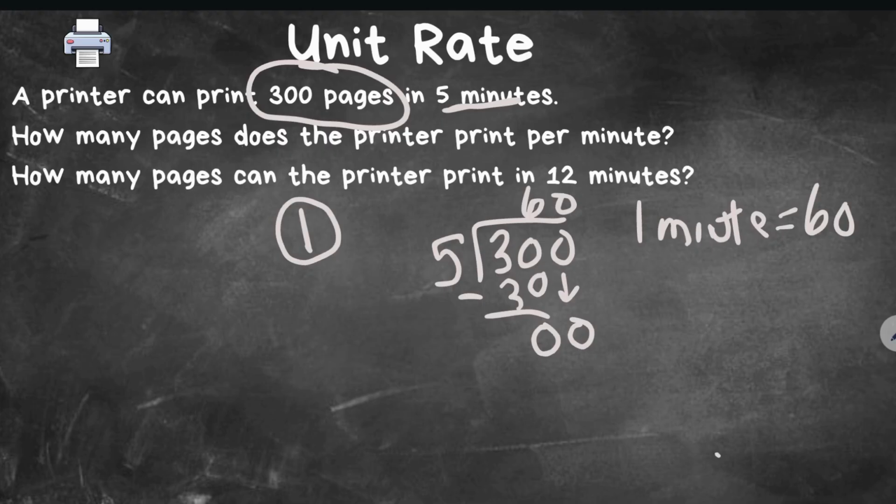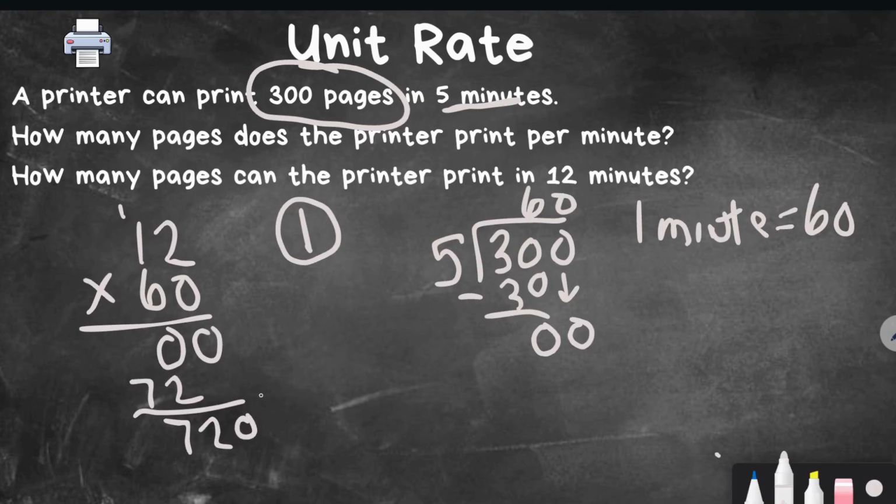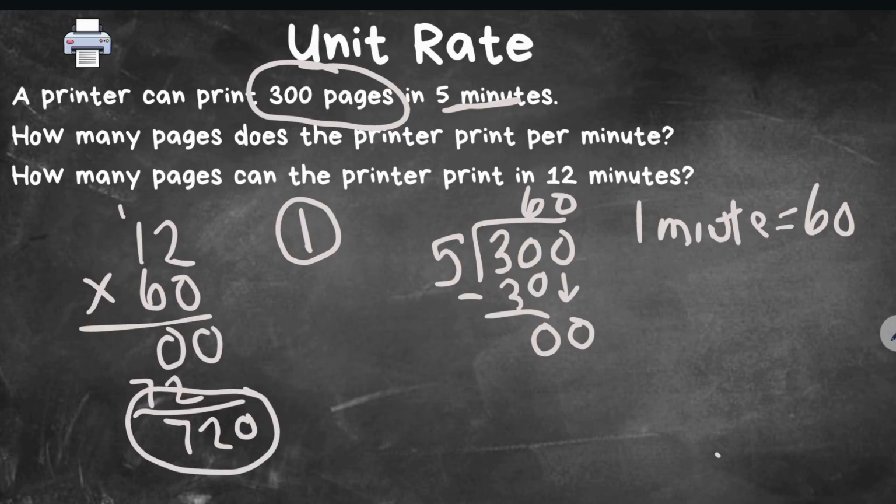Now that we know this, we can apply it to different times. So the next question says, how many pages can the printer print in 12 minutes? Well, we have 12 minutes, and we know that each minute it's going to print 60. So let's just multiply them. 0 times 2 is 0. 0 times 1 is 0. 6 times 2 is 12. Let's carry the 1. 6 times 1 is 6, plus 1 is 7. So in 12 minutes, it is going to print 720 pages.